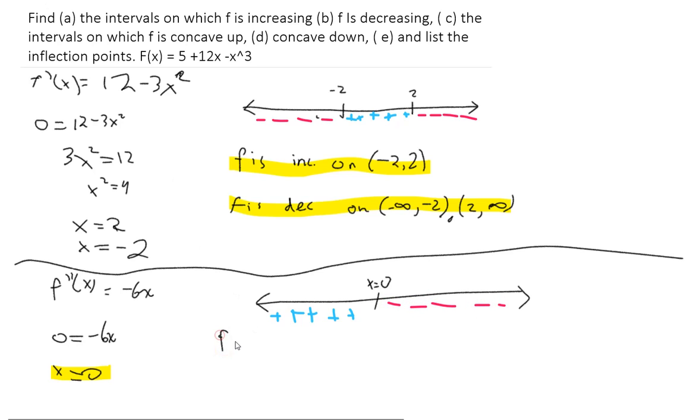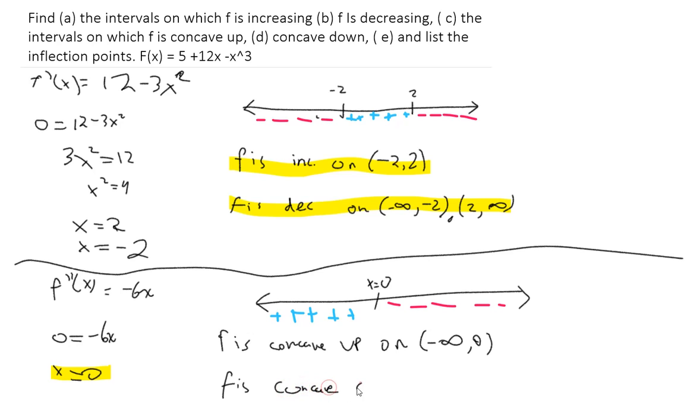So f is concave up on the interval negative infinity to 0. 0 is not included again because it doesn't have concavity at that point. It's switching concavity at 0. And f is concave down on 0 to positive infinity. This is your answer for part C, and this is for part D.